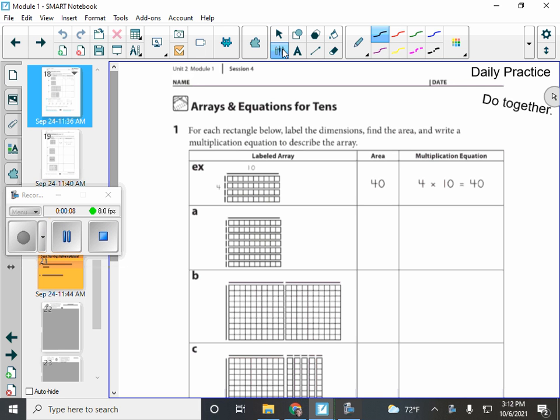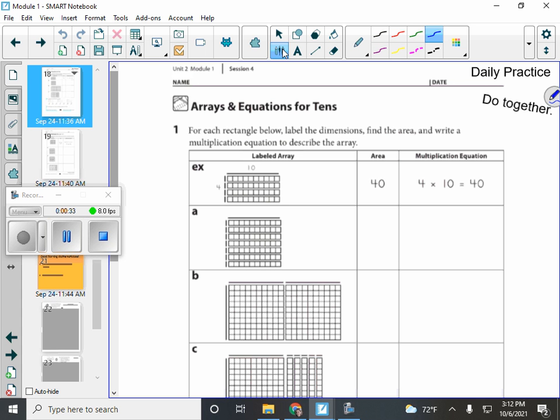Get out your big, thick, pink student book and open to page 51, 5-1. We're going to be making arrays and writing down what multiplication is being shown with these pictures. So pick up your pencil and do what I do right on page 51 with me, okay?